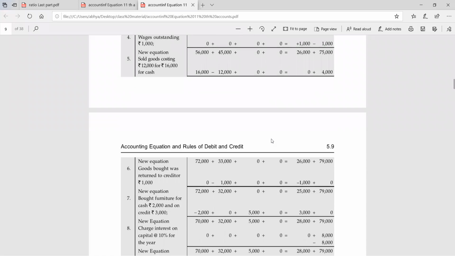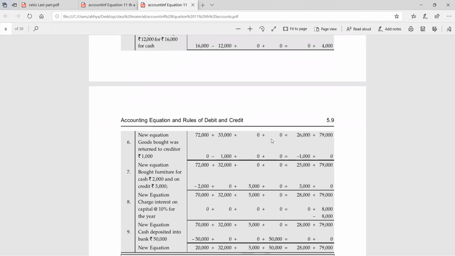Please check it fast. 72,000 plus 30,000, 33,000 plus 25,000 plus 1,000 plus 79,000. Tell me the total of both sides. Is it equal or not? Yes, students, I'm waiting for your answer. 72 plus 33, 1 lakh, 1,05,000. Yes, in both sides. 25 plus 1 plus 79, 1,05,000.